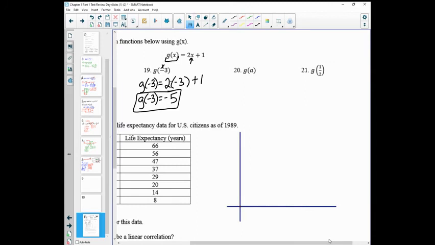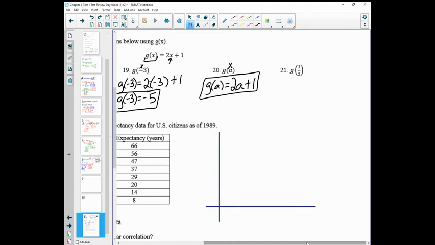On question 20, it says g of a. So I'm going to substitute in a everywhere I see an x, which is simply 2a plus 1. You can't combine like terms there, so this one is done. 2a plus 1. Question 21 is g of 1/2. So I'm going to take 1/2 and substitute it in everywhere I see an x.